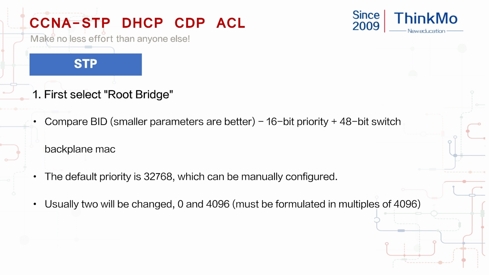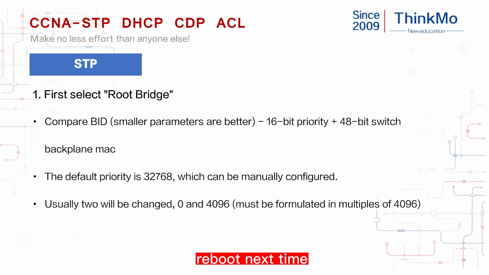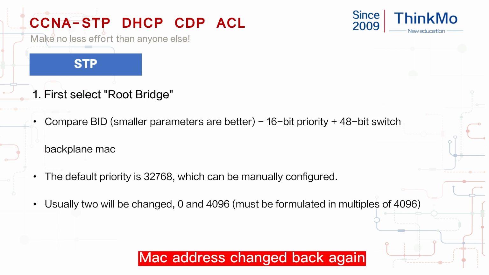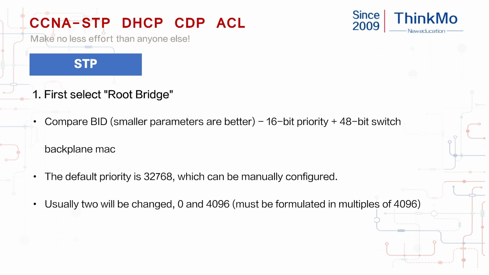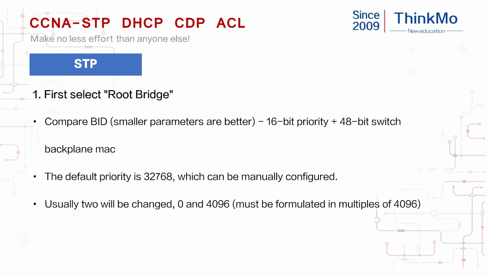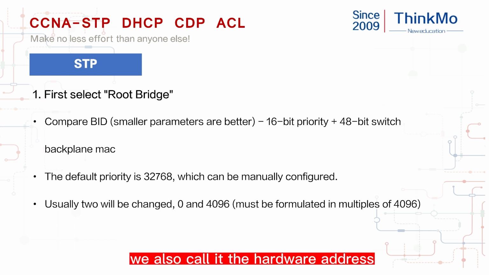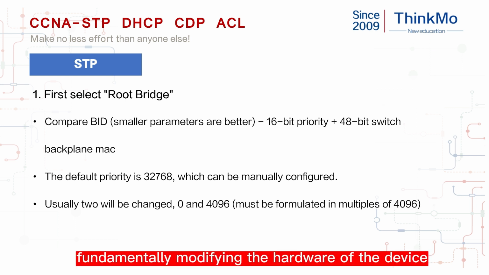In addition, we manually changed the switch backplane MAC to the same. Reboot next time. MAC address changed back again. It cannot be permanently modified. The MAC address is used as a hardware address and physical address of the device. It cannot be permanently modified. Everyone should know this. It is a physical address engraved in the chip of the network card. We also call it the hardware address. You can't configure fundamentally modifying the hardware of the device.